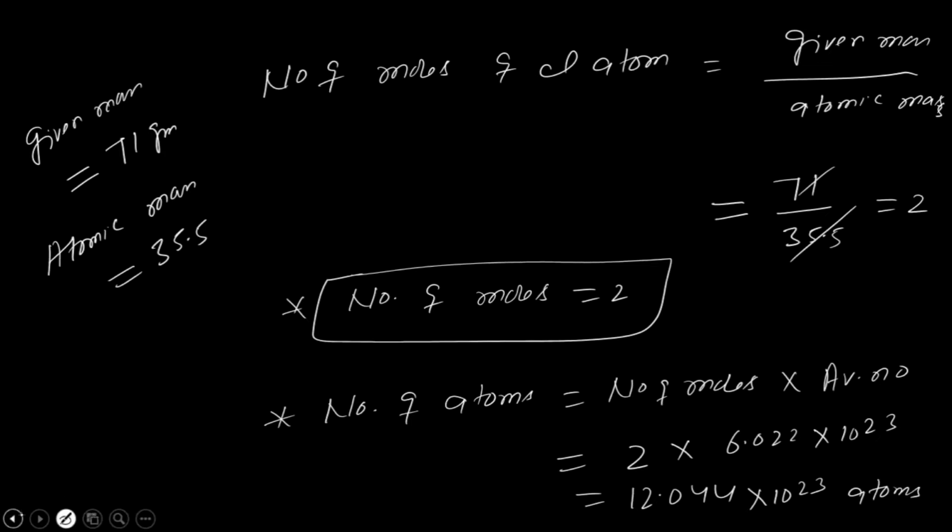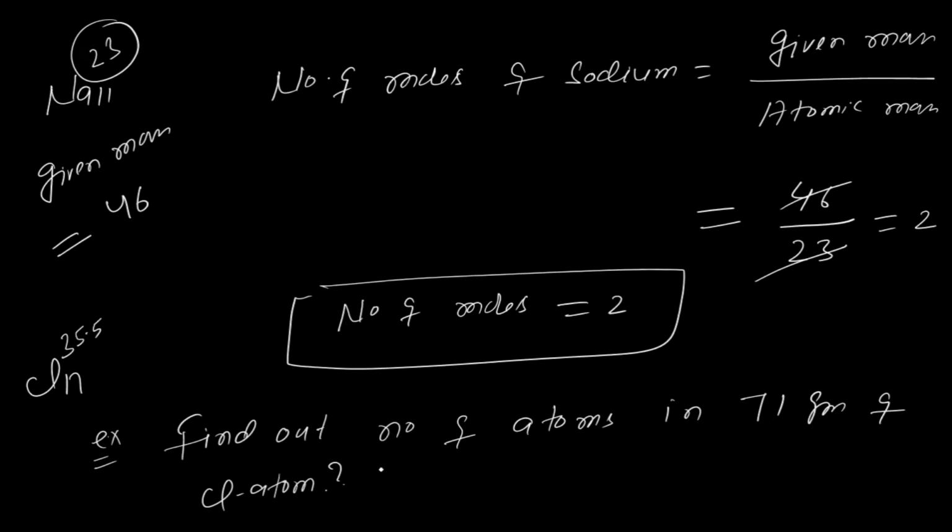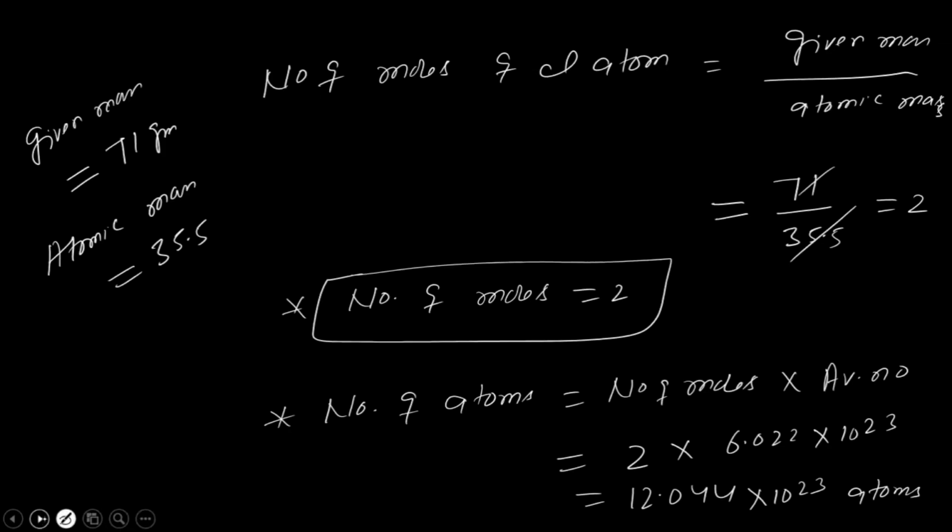So what does the question ask? Question asks, find out the number of atoms in 71 gram of chlorine atom. So first we got the number of moles of chlorine atom, it comes 2, and now we multiply the number of moles with Avogadro number, and finally we got the answer, that is 12.044 into 10 power 23 atoms. So now we'll move towards the molecules.